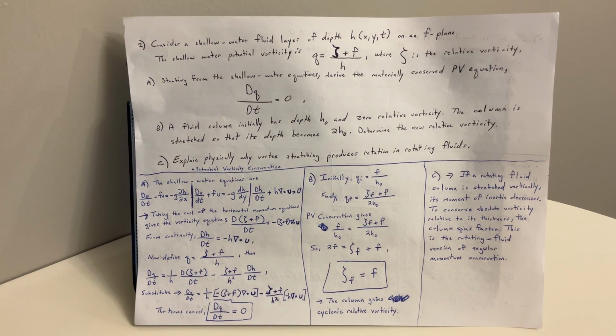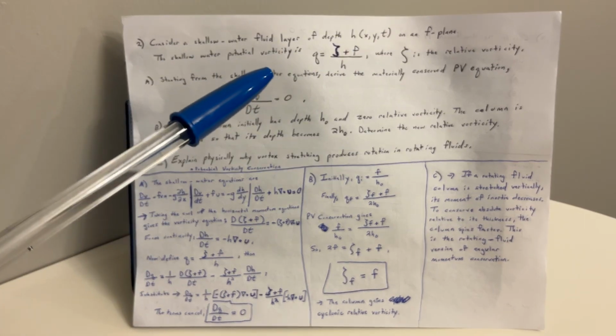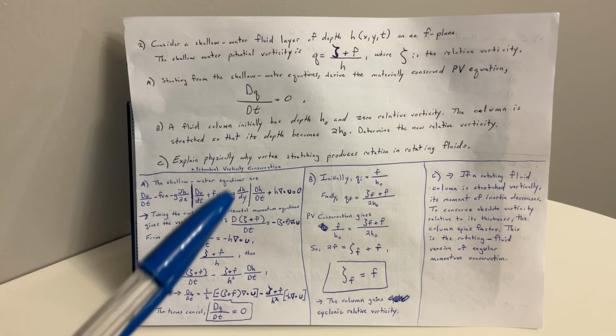Number 2, consider a shallow water fluid layer of depth h of x, y, t on an f plane. Shallow water potential vorticity is given by this: q equals zeta plus f over h, where zeta is the relative vorticity. So we have here letter A, starting from the shallow water equations, derive the materially conserved PV equation, dq dt equals 0. So here we go. Here are the shallow water equations. All right, this is textbook stuff.